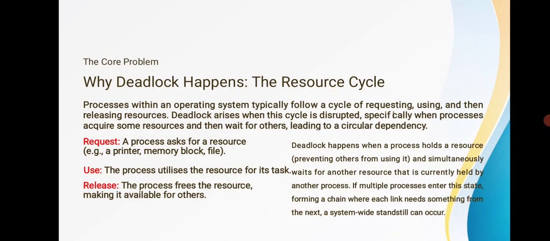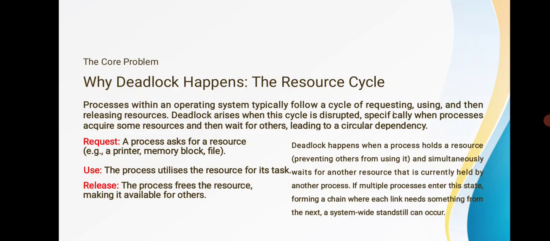In this situation, deadlock happens when a process holds a resource, preventing others from using it, and simultaneously waits for another resource that is currently held by another process. This may be called a deadlock. If multiple processes enter this state, forming a chain where each link needs something from the next, a system-wide standstill can occur.